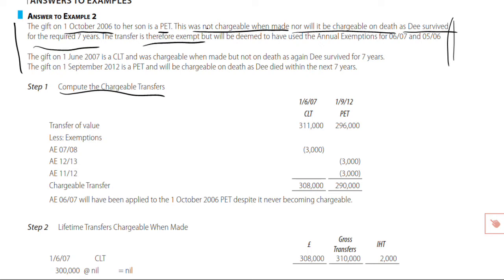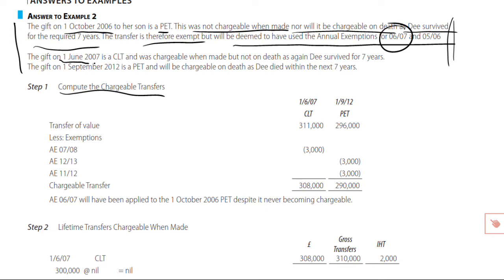The transfer is therefore exempt, but will be deemed to have used the annual exemptions for the relevant tax years, current year 06-07, which is the critical one, and the previous year 05-06. Now again, there's no need for you to be writing any of this down, probably going to be an OT question anyway, but the relevance of that, of course, is that we've used the 06-07 annual exemption.